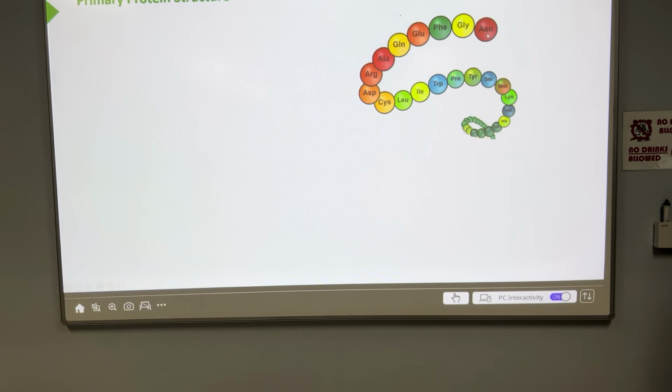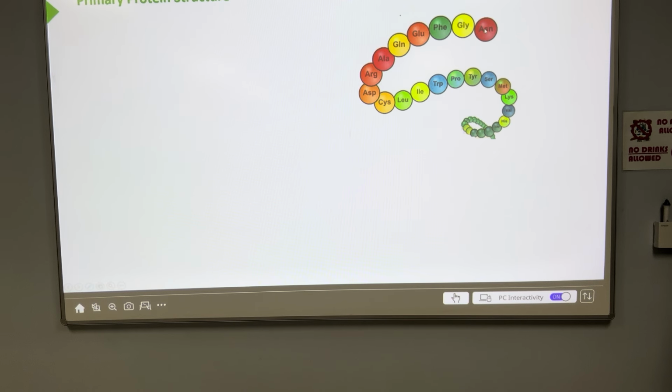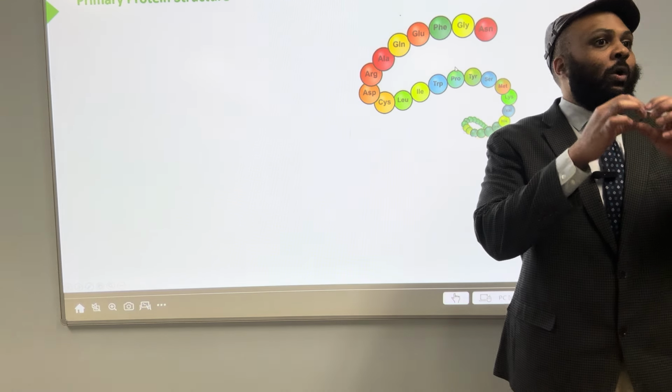Now, what does that look like? This structure of long linear bead of multiple amino acids connected to each other by what? That's aspartic acid, that's glycine, that's phenylalanine, that's glutamic acid, this is glutamate, that's alanine, that's arginine, that's aspartate, that's cysteine, that's leucine, that's isoleucine, tryptophan, proline, tyrosine, serine, methionine, lysine, valine, histidine. So they're all connected like that with a peptide bond.